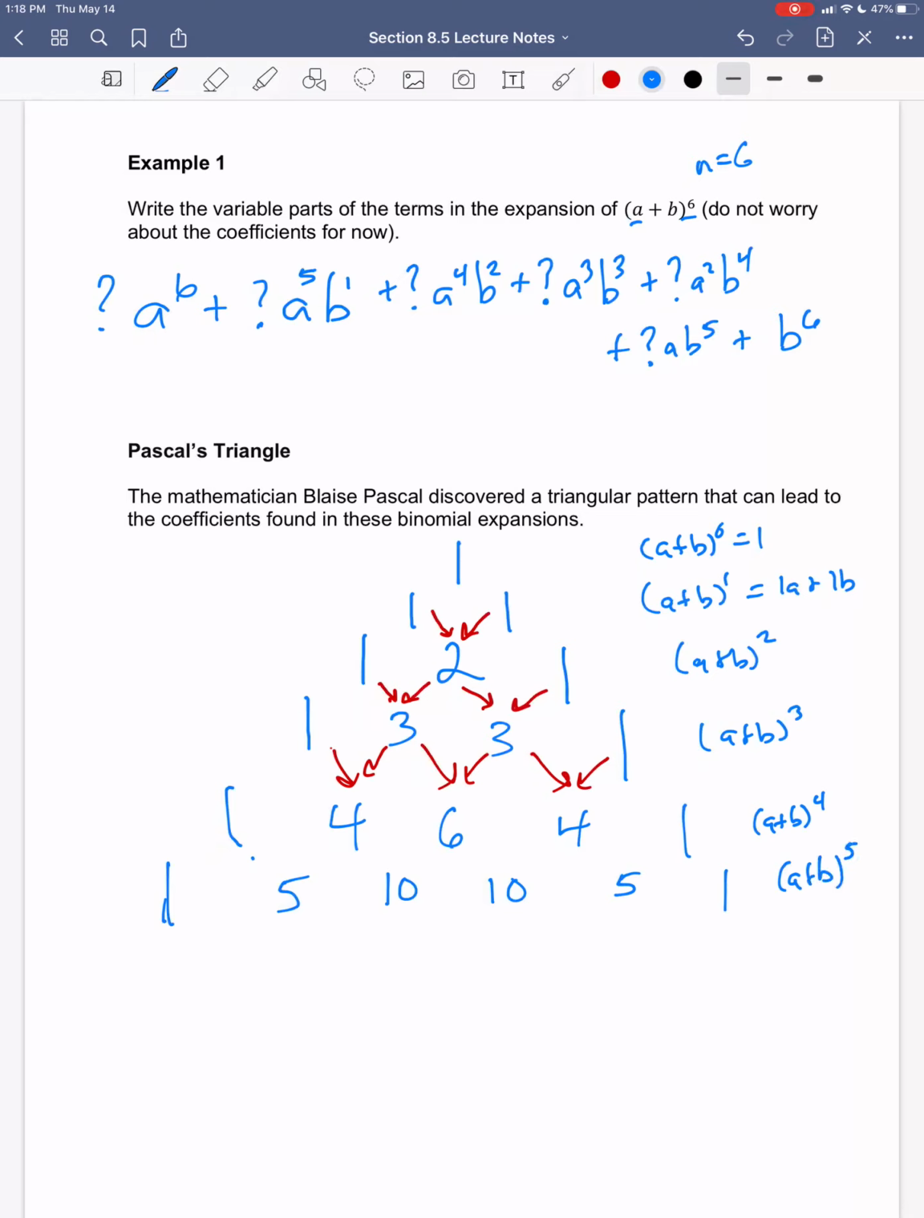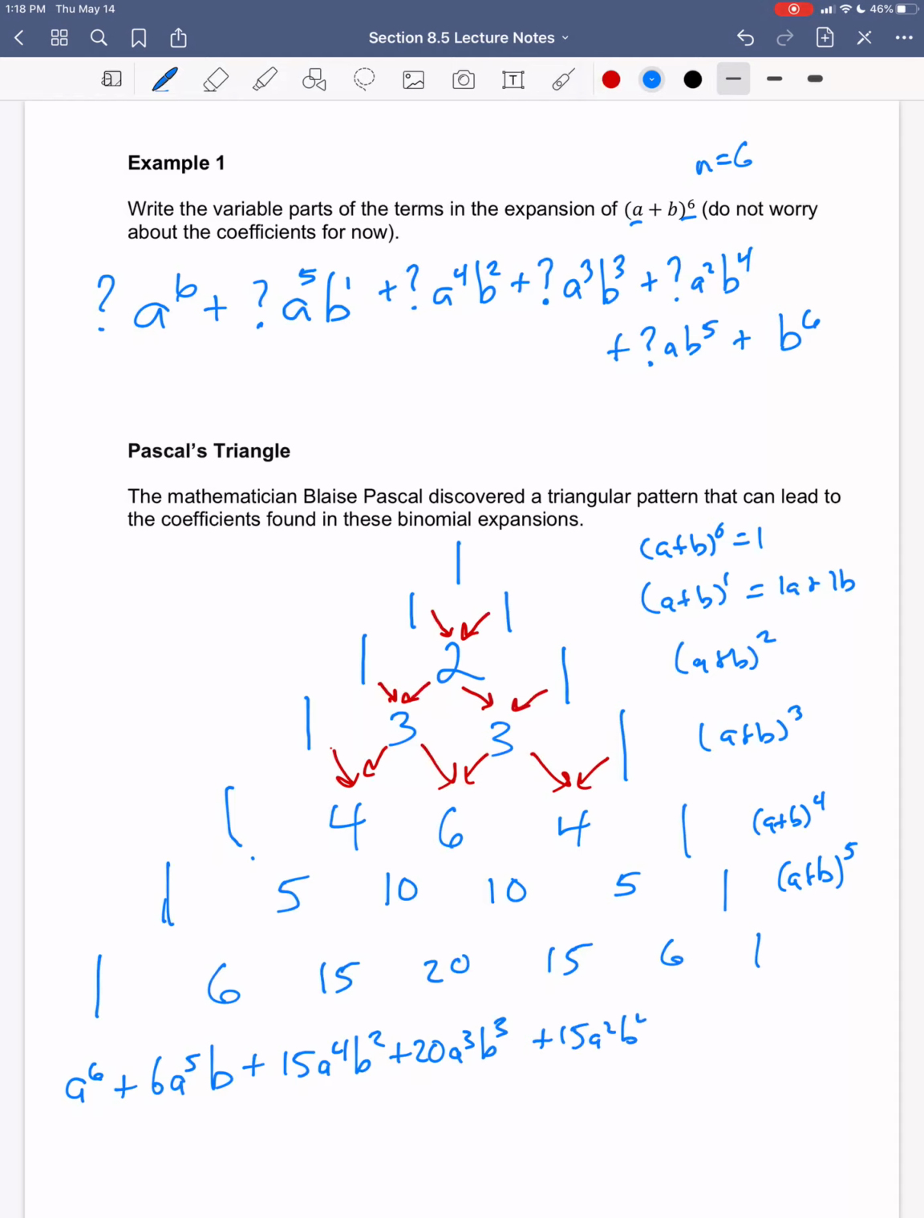And now to get the sixth power, I just do one more row. So I bring down a 1. 1 plus 5 is 6. 5 plus 10 is 15. 10 plus 10 is 20. 15, 6, and 1. So this would be a to the sixth plus 6, a to the fifth b, plus 15, a to the fourth b squared, plus 20, a cubed b cubed, plus 15, a squared b to the fourth, plus 6a b to the fifth, and then plus b to the sixth.